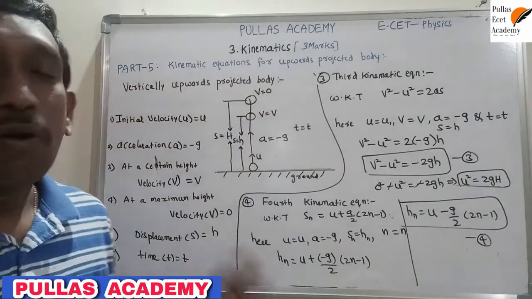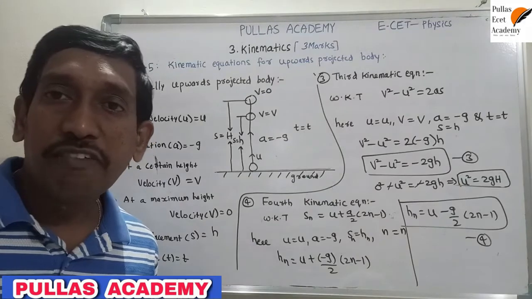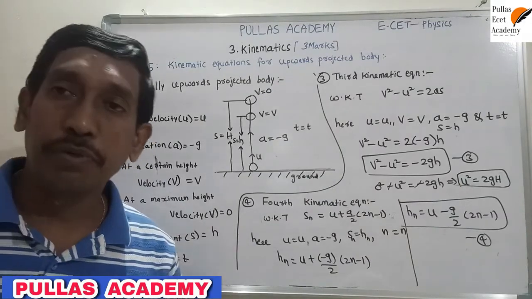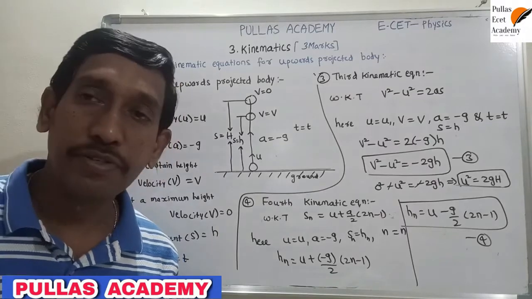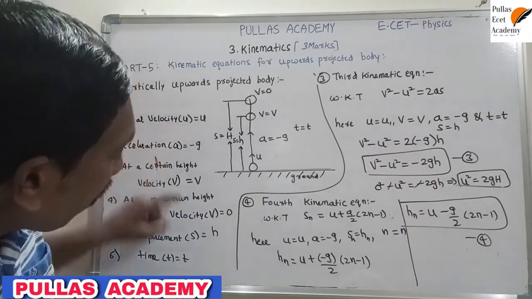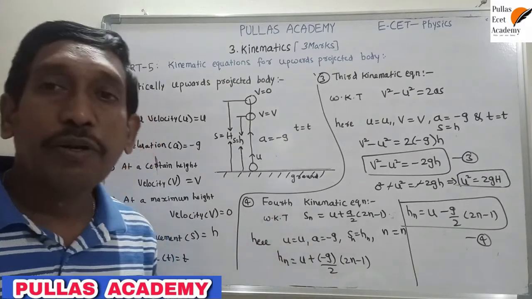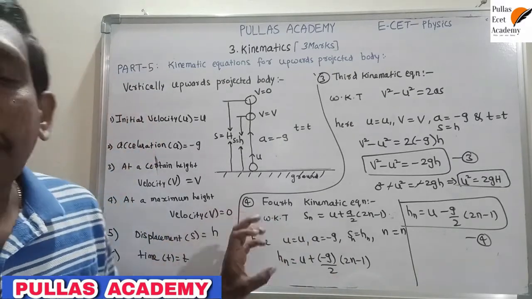So these are all the kinematic equations, or equations of motion, for an upwards projected body. I hope you understood. Just know these parameters and substitute them in the kinematic equations for a uniformly accelerated body, and you get every equation.